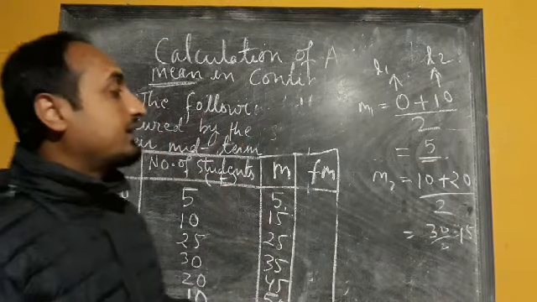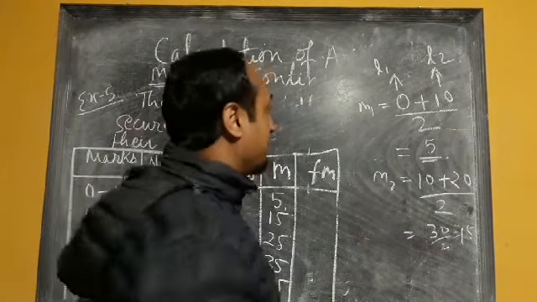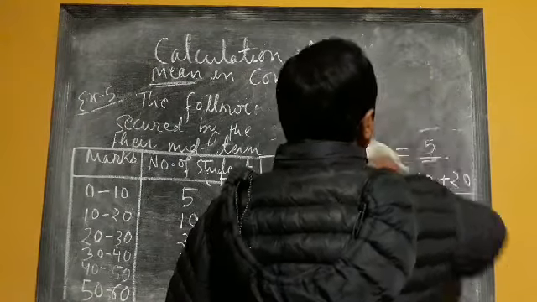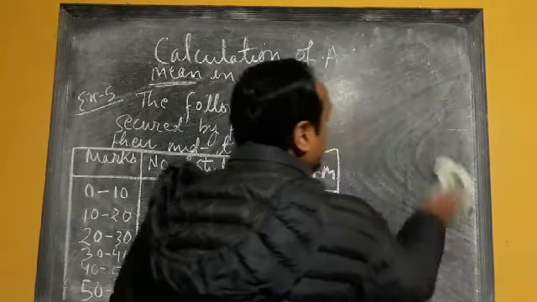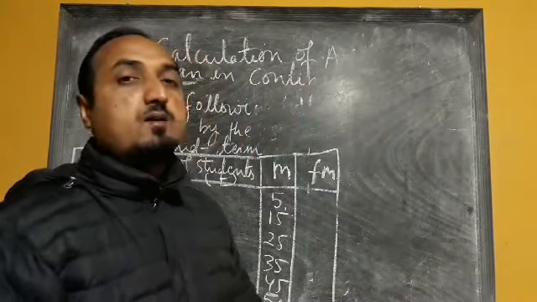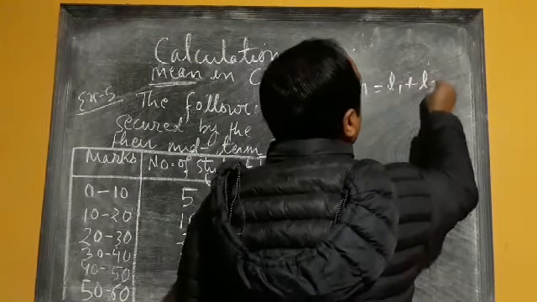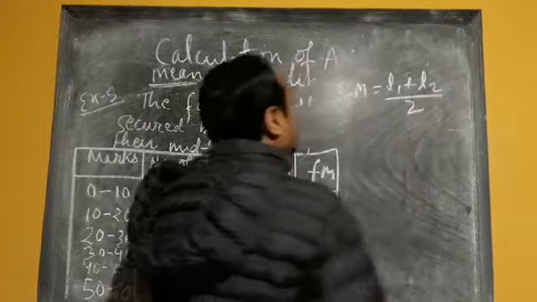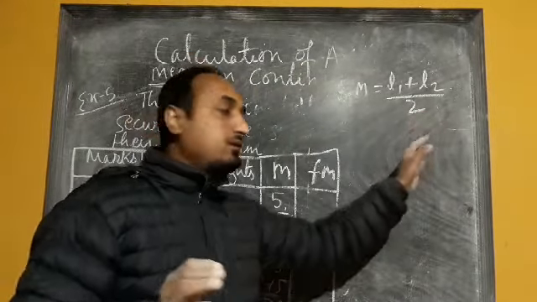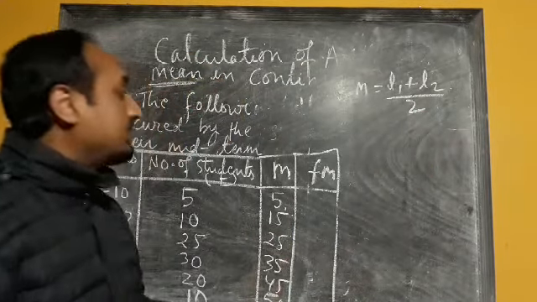So in this way we can calculate the value of M, that is mid value. And the formula to calculate mid value is M equals L1 plus L2 divided by 2. So this is the formula to calculate mid value. We have already calculated mid value.